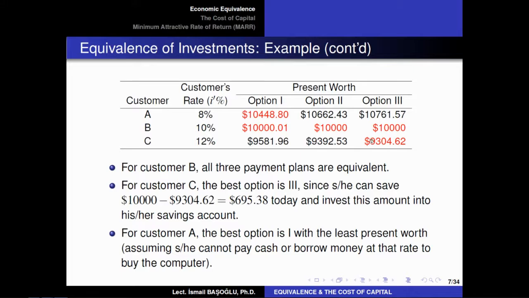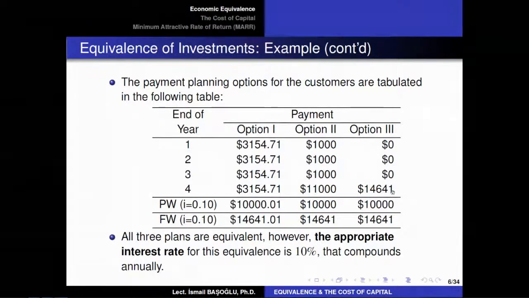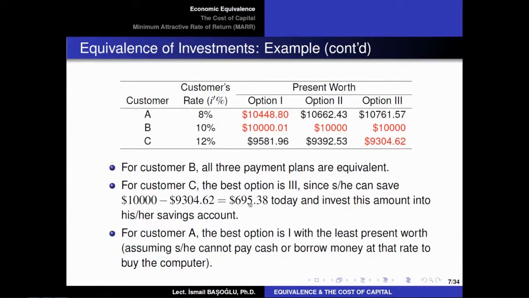And this means in the present value, you would have $695.38 today. Or in other words, if you divide this $10,000 into two parts, you would invest $9,304 to the savings account, which pays 12% interest rate. And in 4 years, this $9,304 will become exactly equal to $14,641. And the remaining $695 will be used for another investment. Okay, it is just your money.